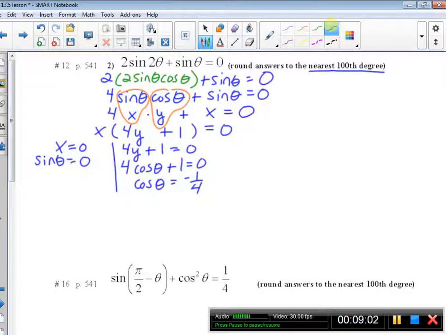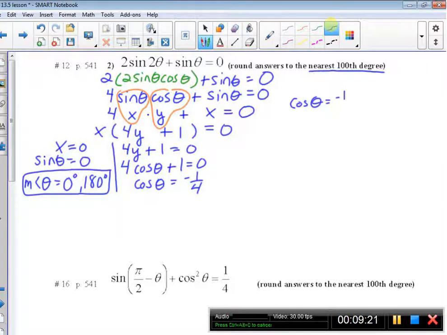So sine theta equals 0 we just did in the previous problem. So the measure of angle theta is equal to 0 and 180. So that part is done. Now we just need to contend with cosine theta equals -1/4. So I'm going to do that over here. I'm going to do quadrant, reference angle, sine. The quadrant is negative, so we're in quadrants 2 and 3.